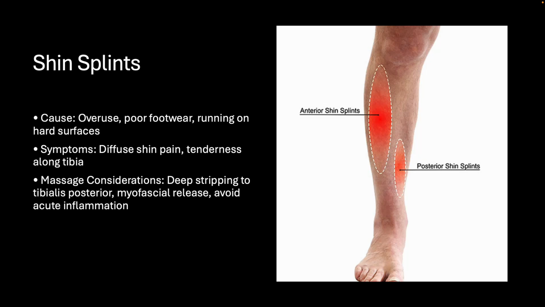Shin splints are caused usually from overuse, poor footwear, running on hard surfaces, so overuse, right? So this would be a diffuse shin pain, tenderness along the tibia typically. When dealing with shin splints, we're going to start off with light effleurage to warm up the area. And then you can get in and do deep stripping to all those muscles in the whole leg, honestly, but right along the shin. It's actually a lot harder to get to the tibialis posterior than the anterior, right? You can actually feel the meaty muscle there.